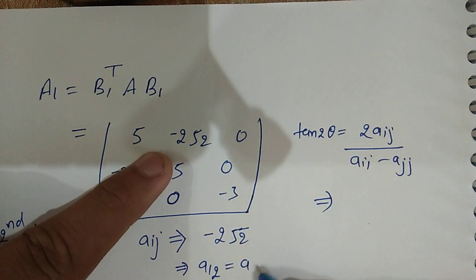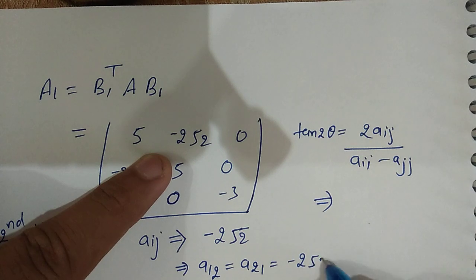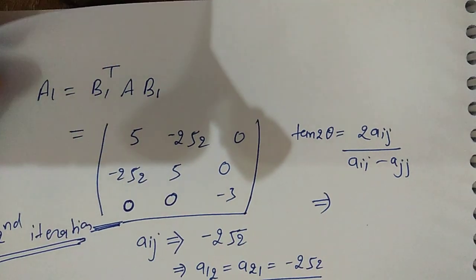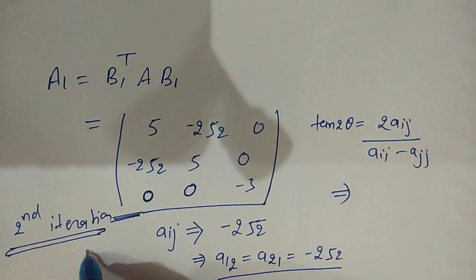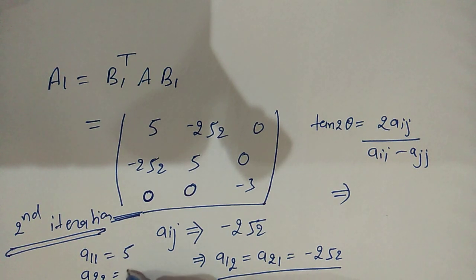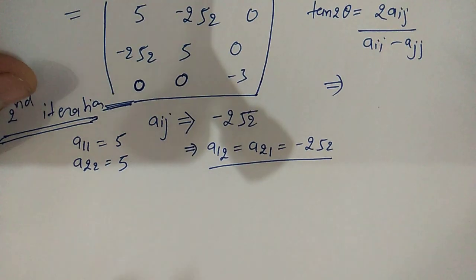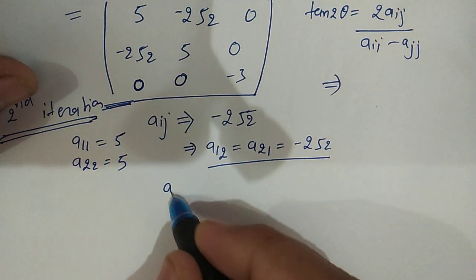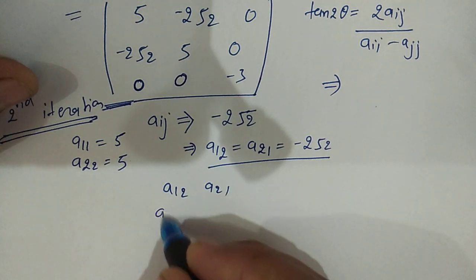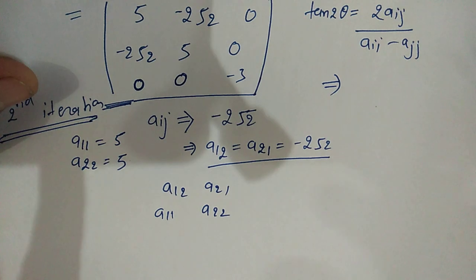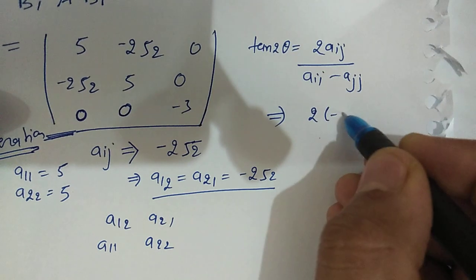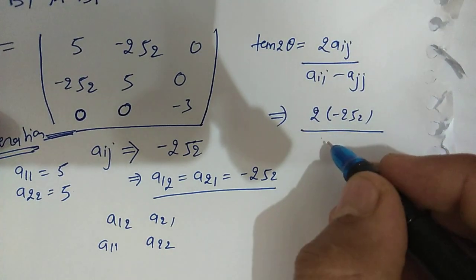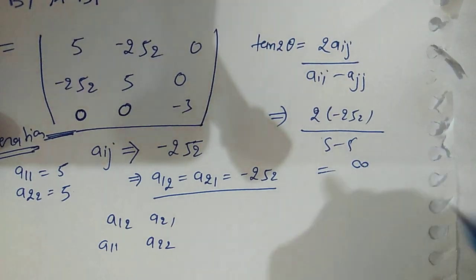Here A12 equal to A21 equal to minus 2 root 2. So i equal to 1 and j equal to 2. So we have A11 equal to 5 and A22 equal to 5. So here we have 4 entries: A12, A21, A11, A22. Let us try to find that tan theta. So this is 2 into minus 2 root 2 divided by 5 minus 5. So this is infinity.